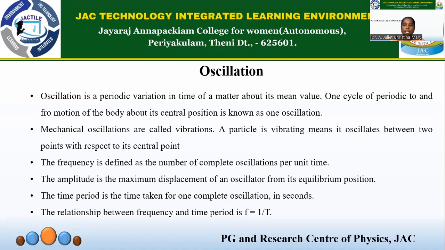Oscillation is a periodic variation in time of a matter about its mean value. One cycle of periodic to and fro motion of the body about its central position is known as one oscillation. Mechanical oscillations are also called vibrations. A particle is vibrating means it oscillates between two points with respect to its central point.